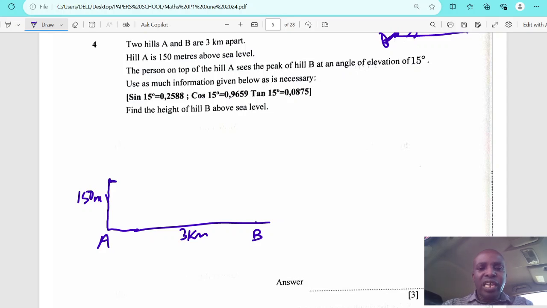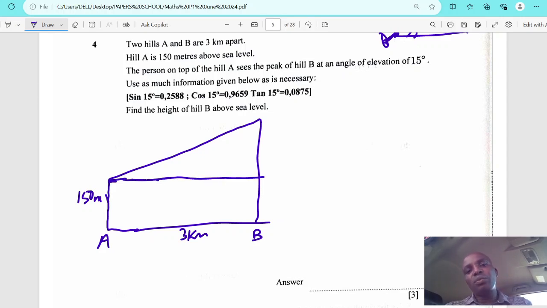So I can put the top of hill B here. The person is at A, looking up at hill B. The angle that he makes with this horizontal is 15 degrees. This part is the top of hill B. So what do they want? Find the height of hill B above sea level. If there are two parts here, this one is 150 meters plus, let me call this one X. So the height of hill B is 150 plus X.